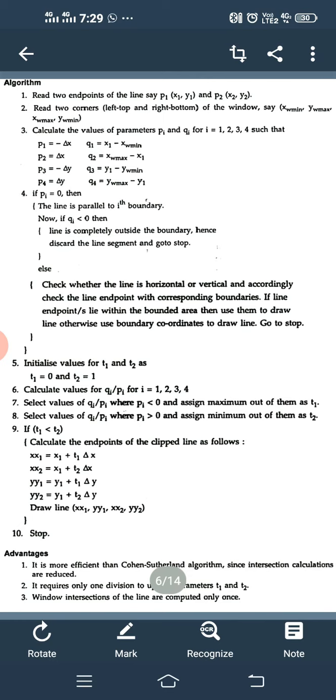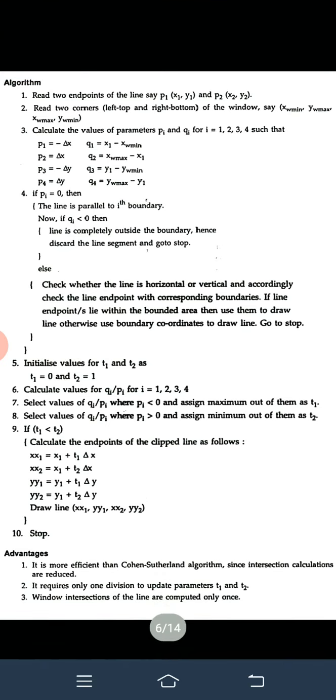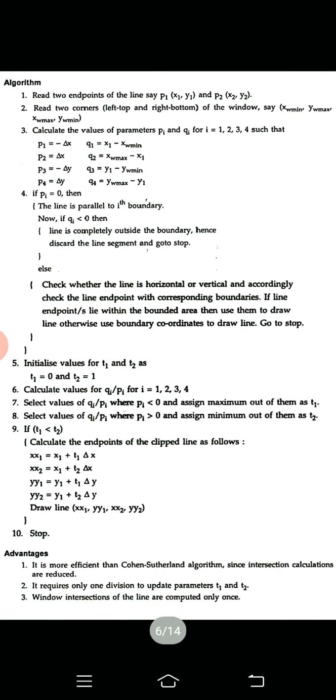Else, if pi is not equal to 0, what we have to do? We have to check whether the line is horizontal or vertical, and after that we have to check the line endpoints. If the line endpoints are within the bounded area, then we can use them to draw the line. Otherwise, use boundary coordinates and go to stop.